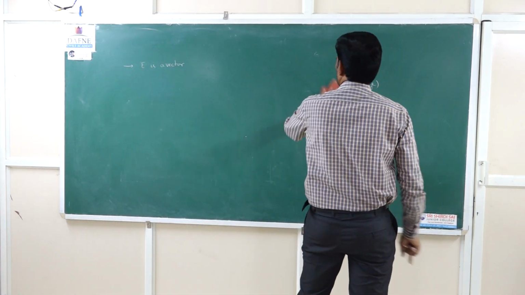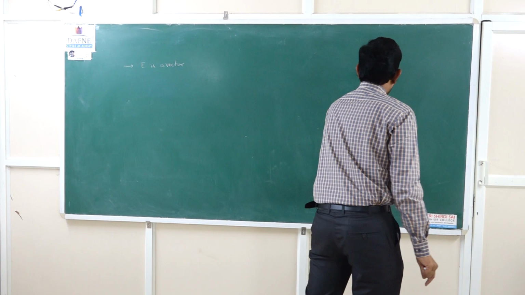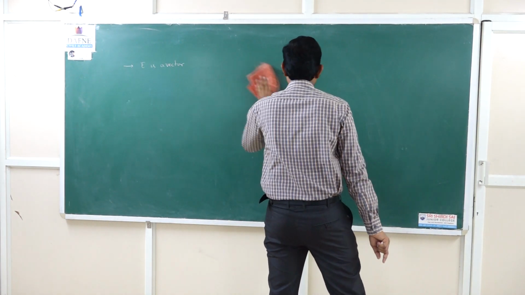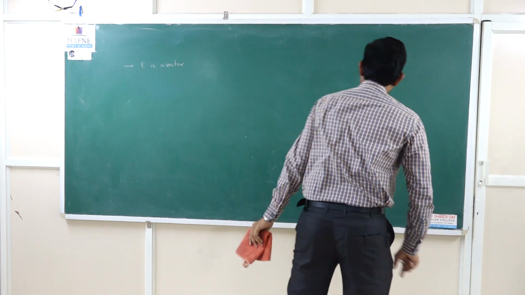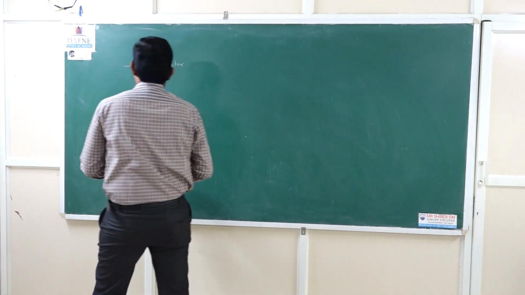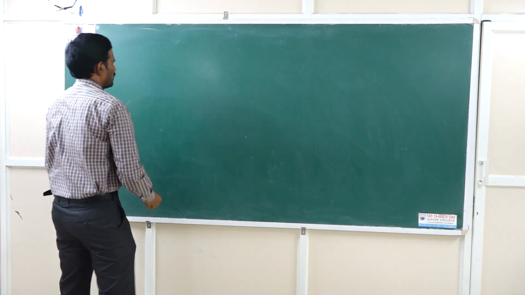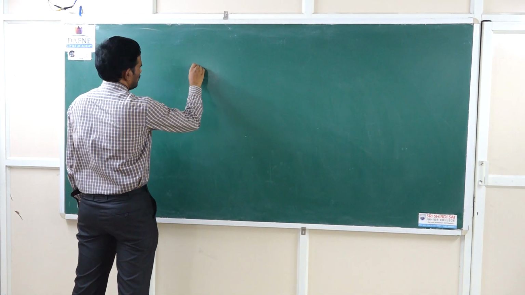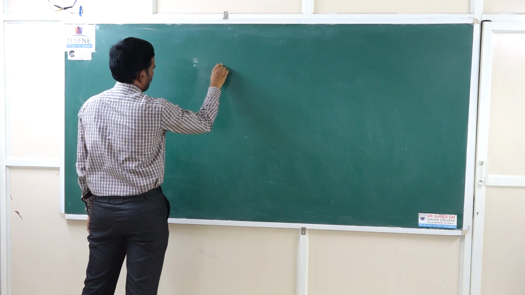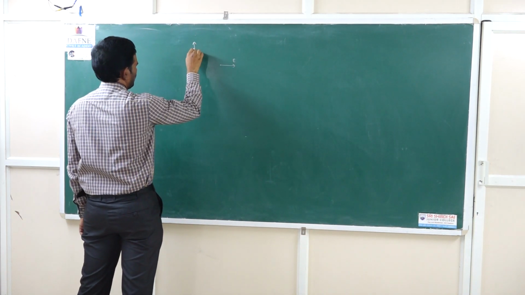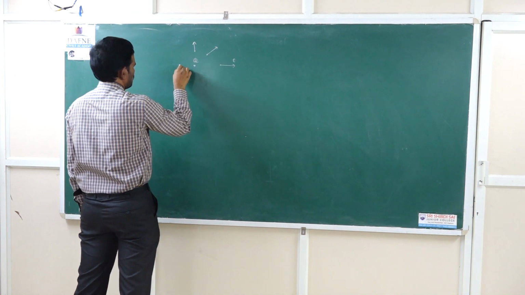After that you may mention that it is a vector quantity. The direction of the electric field due to a positive charge is away from the charge. You may draw this diagram here, so that the electric field at any point will be away from this charge.